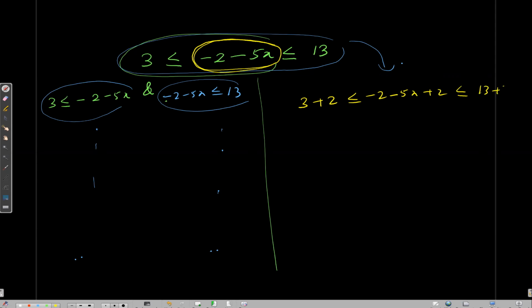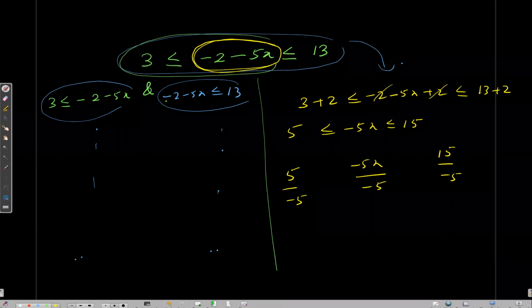To all three parts I am going to add 2. So I get 5 here, and the 2 will cancel here, and I get negative 5x, I get 15. Now I would like to divide by negative 5. Now I have three parts. Again, write this down: divide by negative 5, divide by negative 5, divide by negative 5.